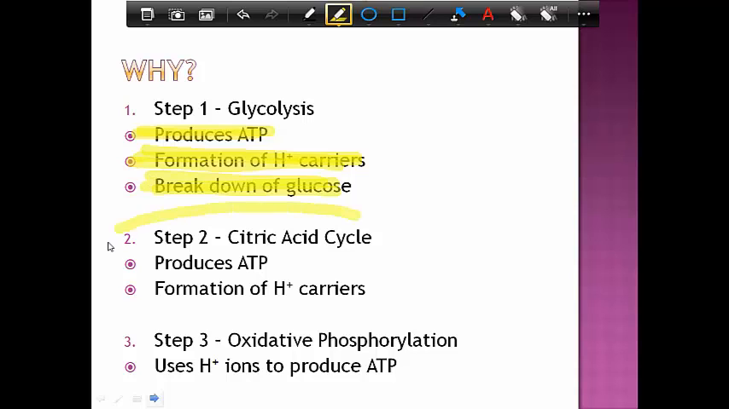In this vodcast, as I said, we're going to focus on the citric acid cycle right here, which again is going to produce a little bit of ATP, but like the glycolysis step, its most important job is going to be to form some hydrogen ion carriers again. So through steps 1 and 2, we haven't made a lot of ATP, but we're getting ready to use some products from those 2 steps to eventually make lots of ATP in step 3, which we'll get to later.